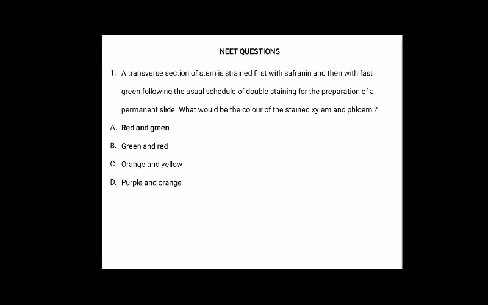Then we have some neat questions. First one: a transverse section of stem is stained first with safranin and then with fast green, following the usual schedule of double staining. For the preparation of a permanent slide, what would be the color if you stained for xylem and phloem? If we go for an answer, the correct answer is red and green.